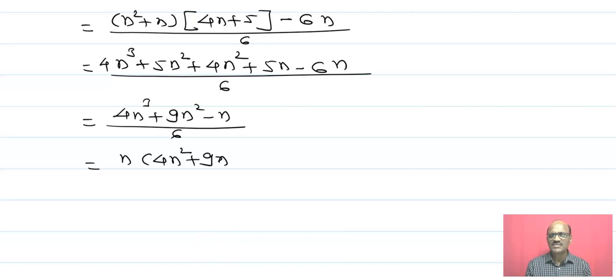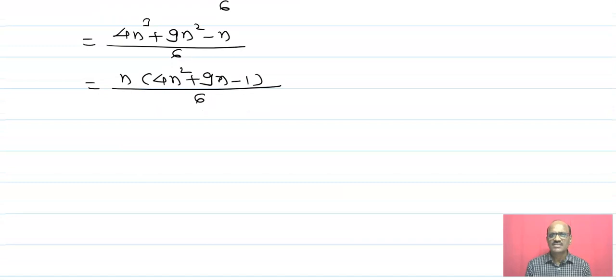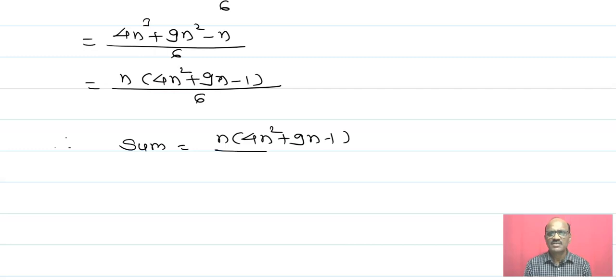That is a minus 1 upon 6. Therefore n in bracket 4n square plus 9n minus 1 upon 6. This is the sum, n in bracket 4n square plus 9n minus 1 upon 6.